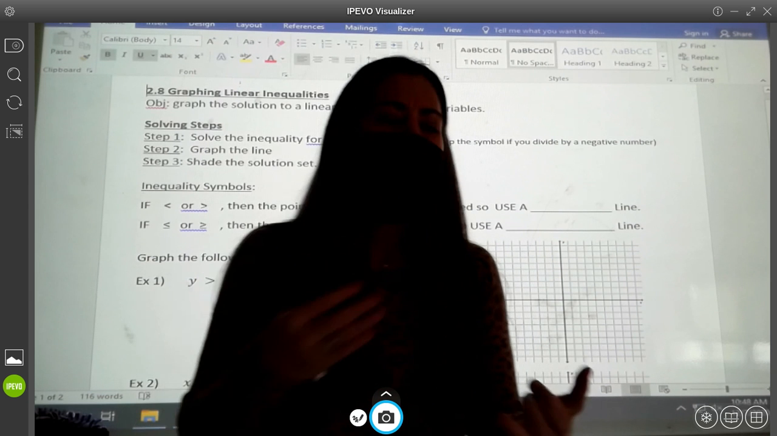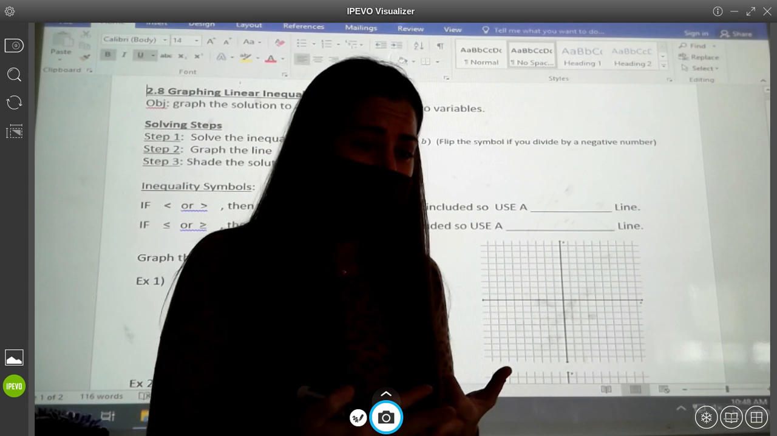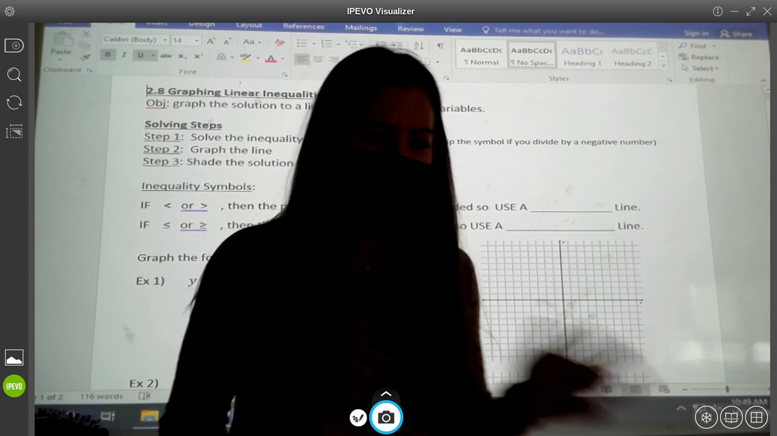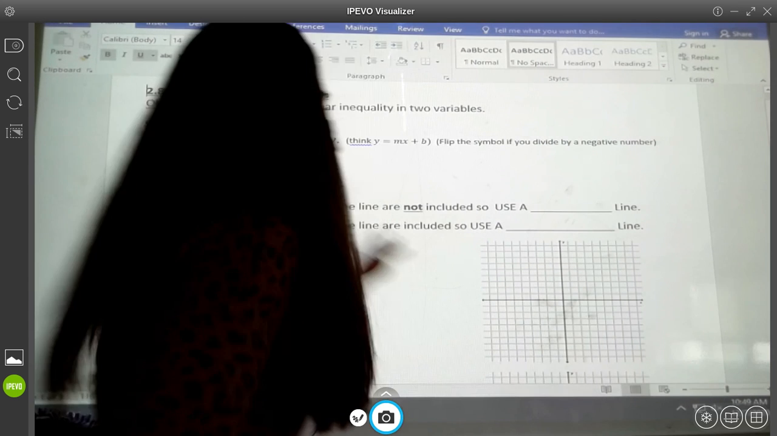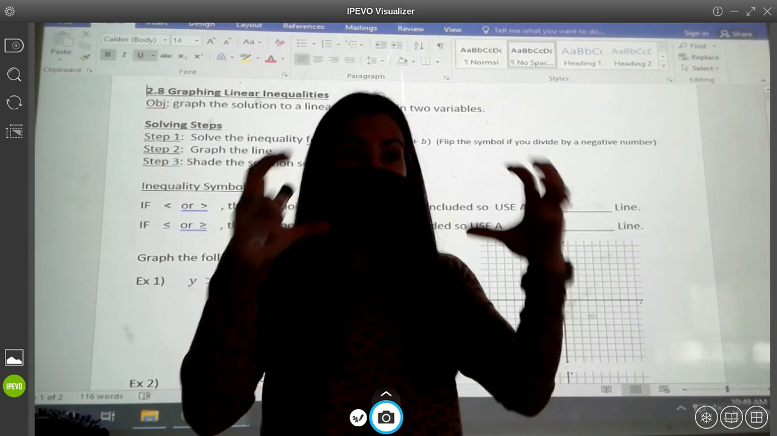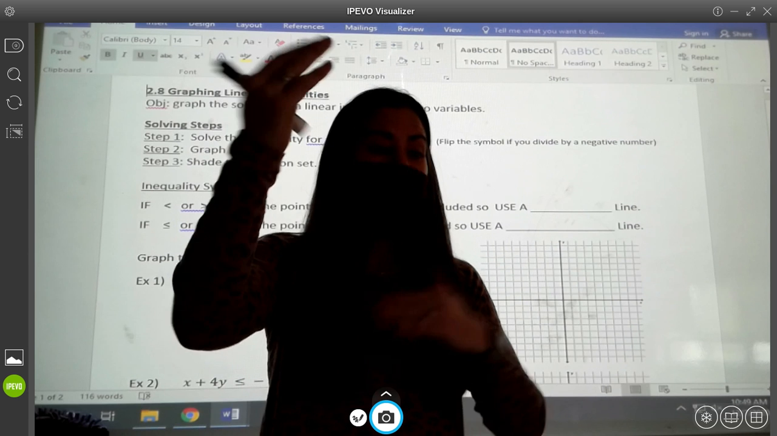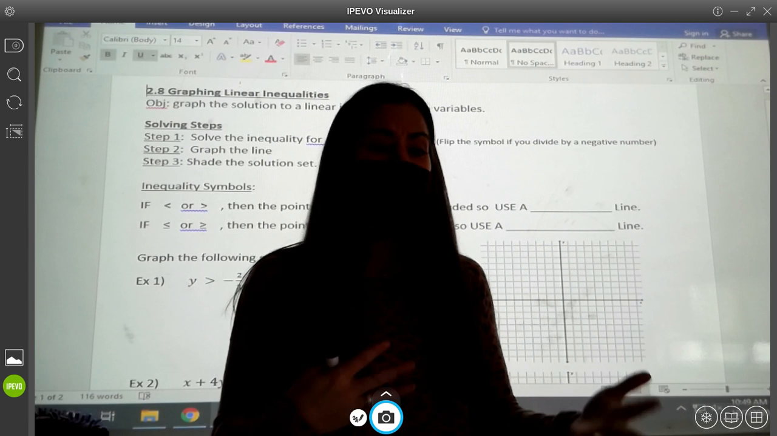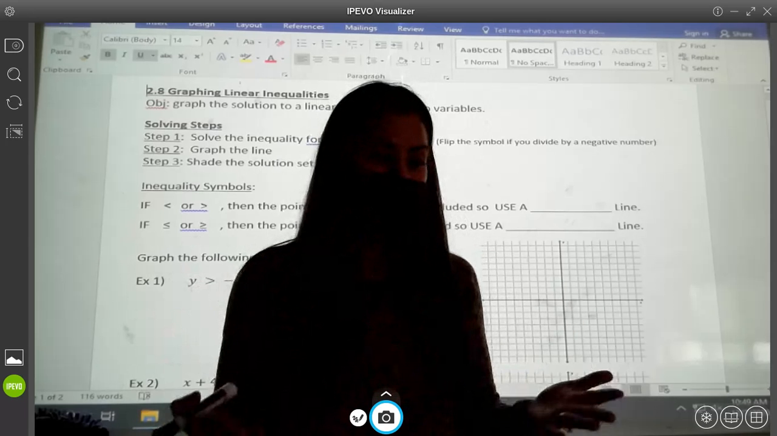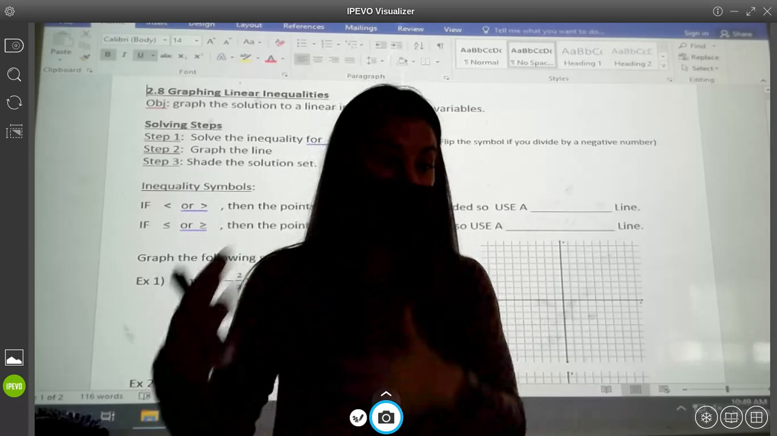It's slope, it's graphing lines, it's writing the equation of a line, graphing inequalities, and then absolute value is the last one that we haven't done yet, okay? So today's notes are pretty basic. In a nutshell, what you're going to be doing today is graphing a line and then shading on one side of that line, because an inequality always has lots and lots of answers to it.